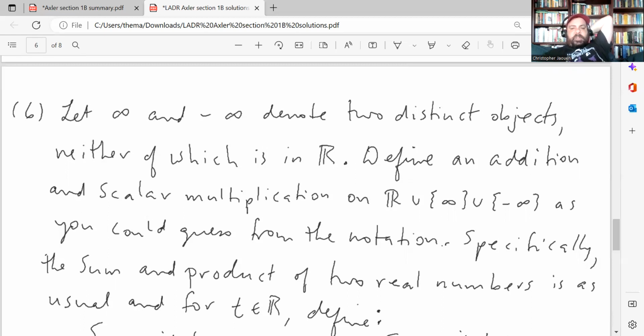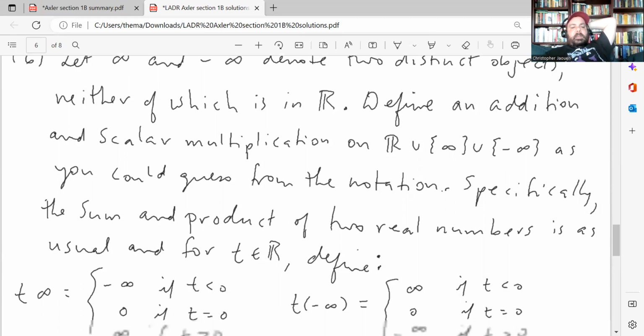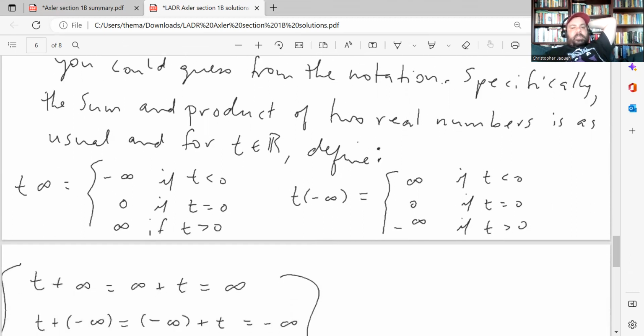As you can guess from the notation, specifically the sum and product of two real numbers is as usual, so define in the usual way. And for any real number t, define for example, t times infinity to be given by this definition. So t times infinity is negative infinity if t is negative, it's 0 if t is 0, and infinity if t is greater than 0. T times minus infinity is infinity if t is less than 0, 0 if t is 0, and negative infinity if t is greater than 0.